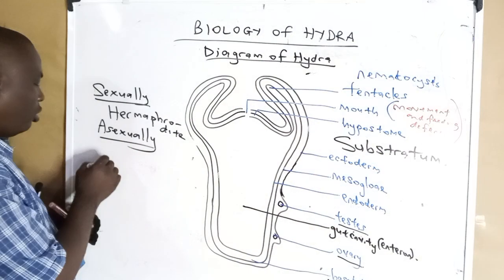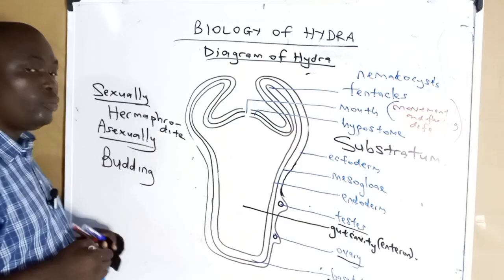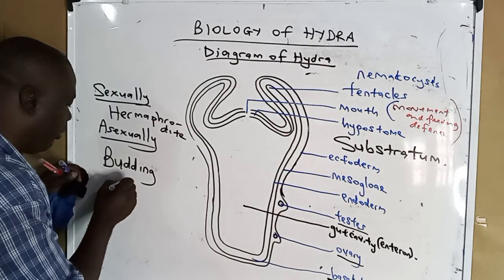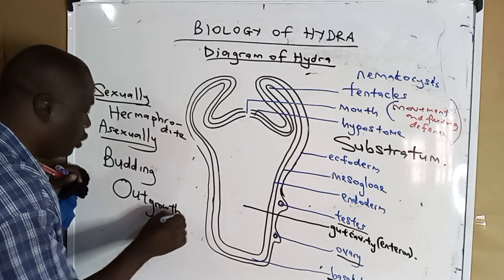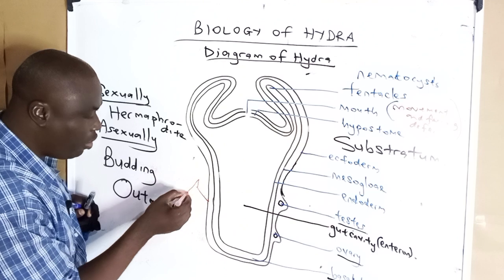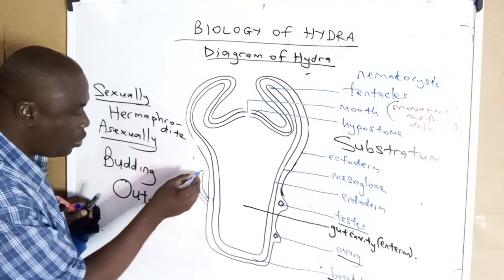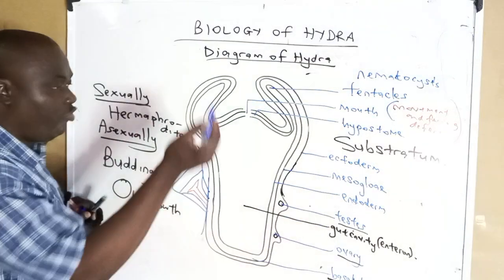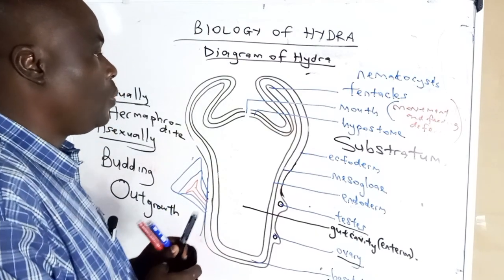Then asexually is by budding, during favorable conditions. Budding. What is a bud? A bud is an outgrowth of an organism, an outgrowth by the side. So in this case now, a single bud can develop from this Hydra here. You see? The bud matures. Once it becomes an adult bud, it breaks off and develops into a young Hydra.